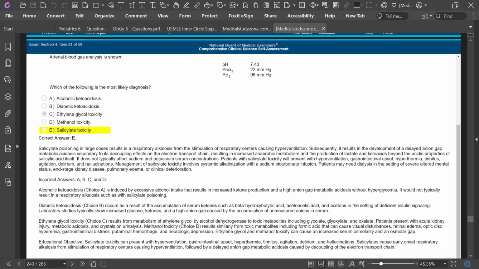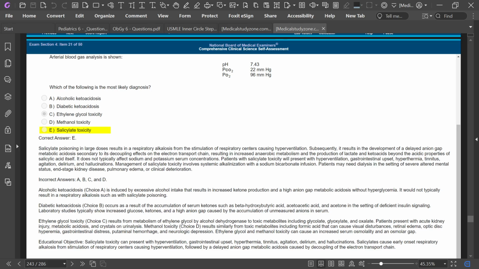Can you read all the other answers? Yes, alcoholic ketoacidosis is induced by excessive alcohol intake that results in increased ketone production and high anion gap metabolic acidosis without hyperglycemia. It would not typically result in respiratory alkalosis such as salicylate poisoning.